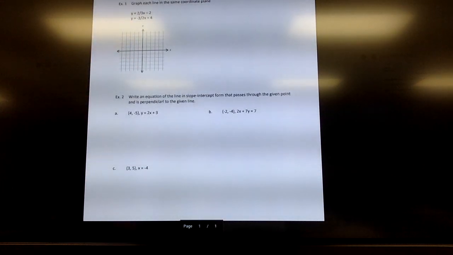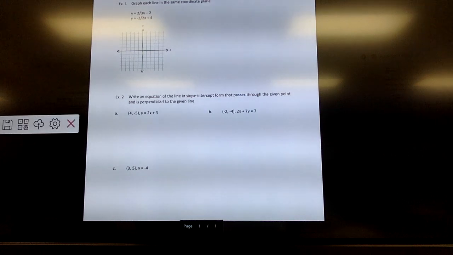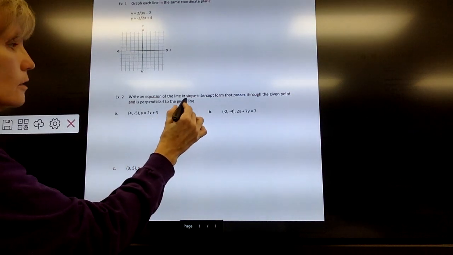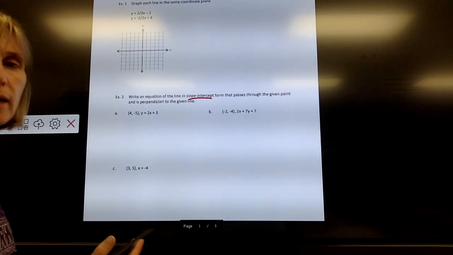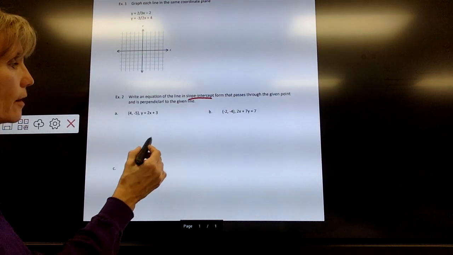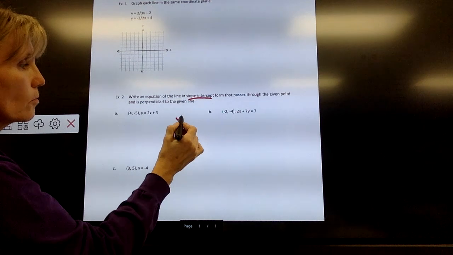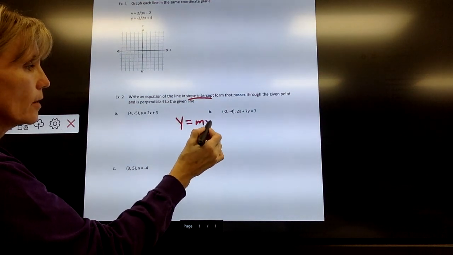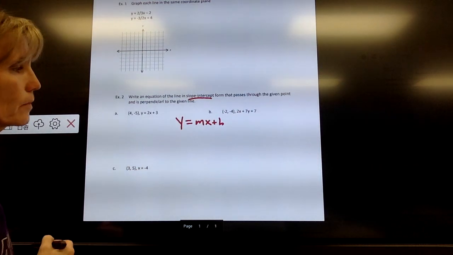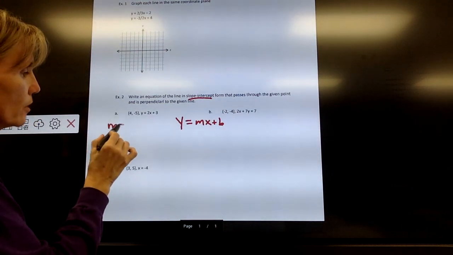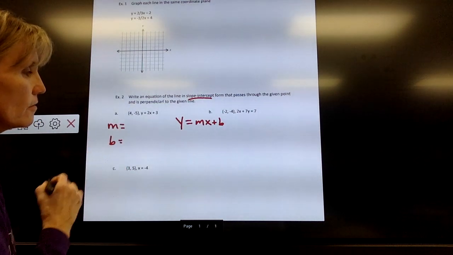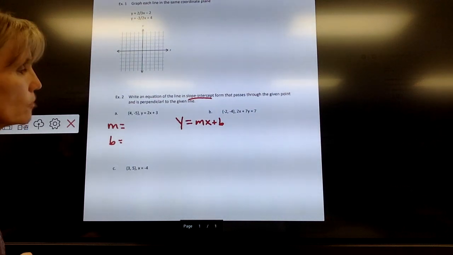Okay, let's look at the bottom of these notes. It says write an equation in slope-intercept form for the line that passes through the given point and is perpendicular to the given line. So slope-intercept form, again, we're going to be in this y equals mx plus b form. So the two pieces of the puzzle are that I need to know what m is going to be, and I need to find my b value so that I can write my equation.